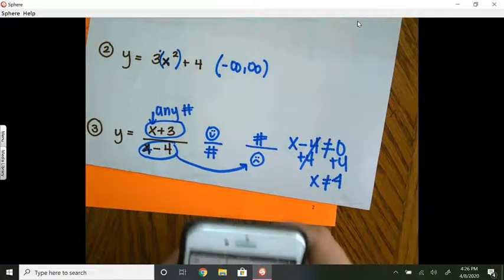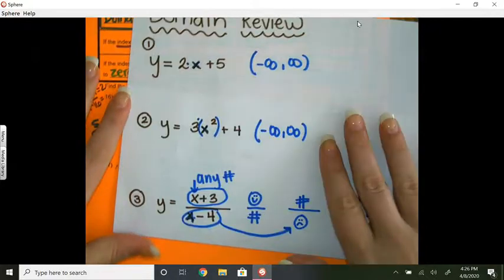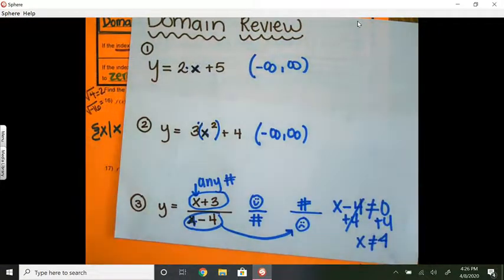So again, that's just a little overview of domain. You have to think about every equation or function you're given: where's x, and what is it doing in the problem? Think about what you've learned in math so far about fractions and radicals and so on.